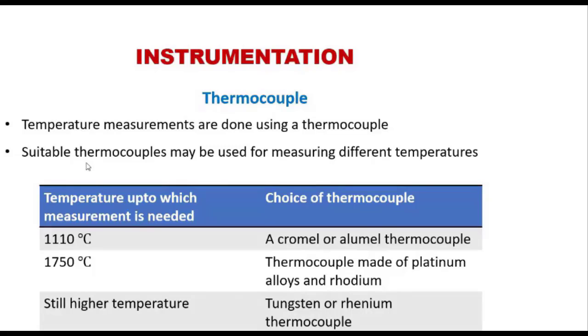Suitable thermocouples may be used for measuring the different temperatures. For up to 1100 degrees centigrade, the choice of thermocouple is chromel or alumel thermocouple. Chromel and alumel are alloys. Chromel contains 90% nickel and 10% chromium. Alumel contains 95% nickel, 2% aluminium, 2% manganese, and 1% silicon. And if you want up to 1750, then a thermocouple made of platinum and rhodium alloys can be used. And if you want still higher temperature, a tungsten or rhenium thermocouple can be used for measurement.